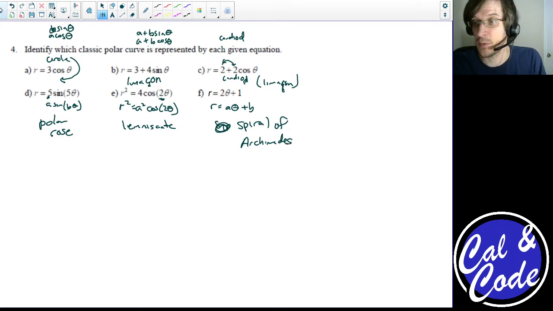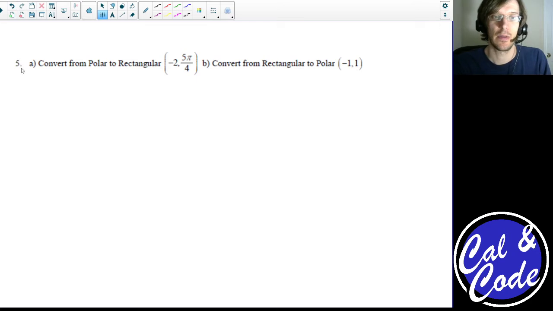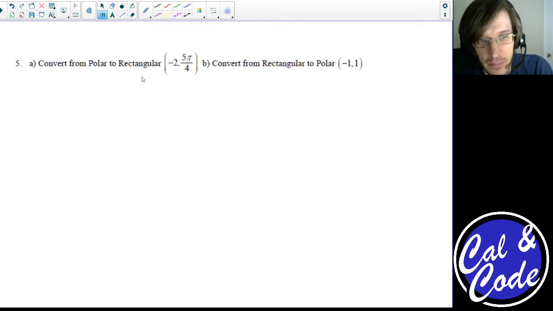All right, so we can identify things. Can we convert from polar to rectangular and rectangular to polar? I hope so. So let's go through this one. I've got this polar point, -2, 5 pi fourths. I'd like to convert it from polar to rectangular. So I need to know my formulas.